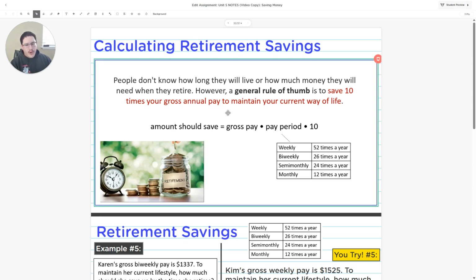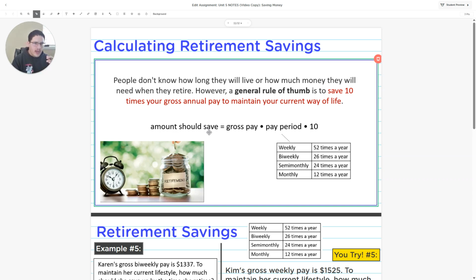Okay, and then the final problem, we're going to go through a rule of thumb. People don't know how long they will live or how much money they will need when they retire. However, a general rule of thumb is to save 10 times your gross annual pay to maintain your current way of life. So the amount that should be saved equals the gross pay times the pay period times 10. And again, this is a rule of thumb.